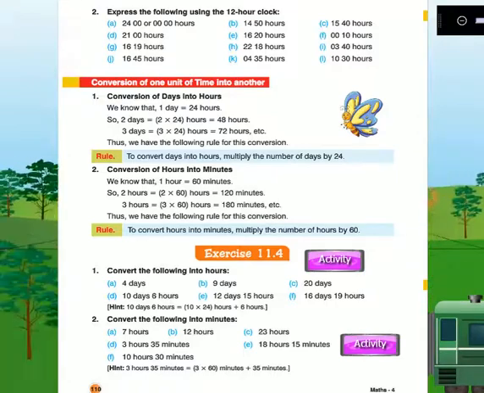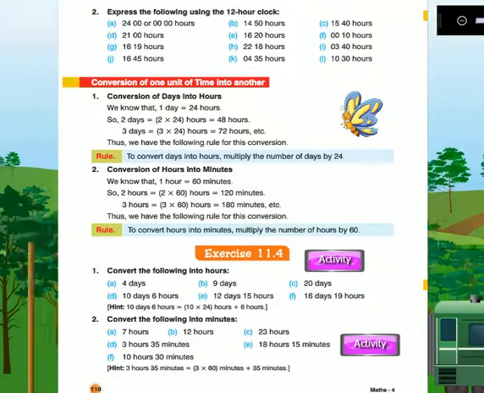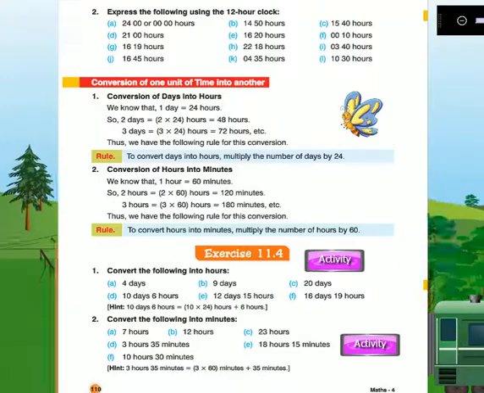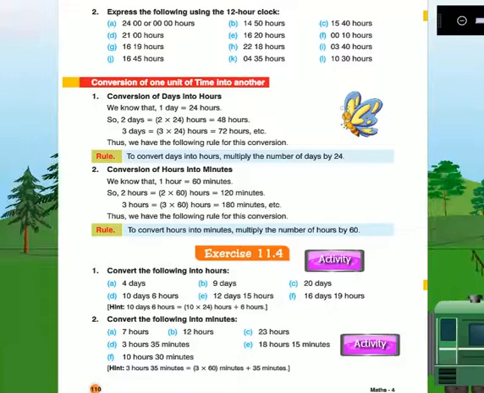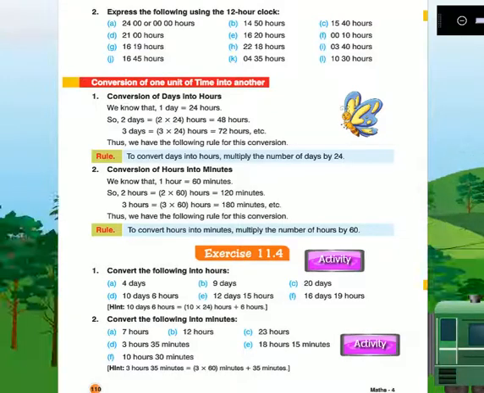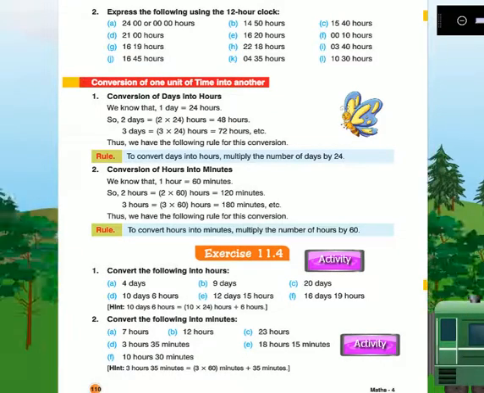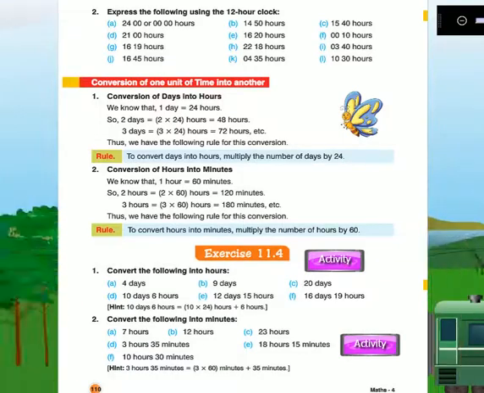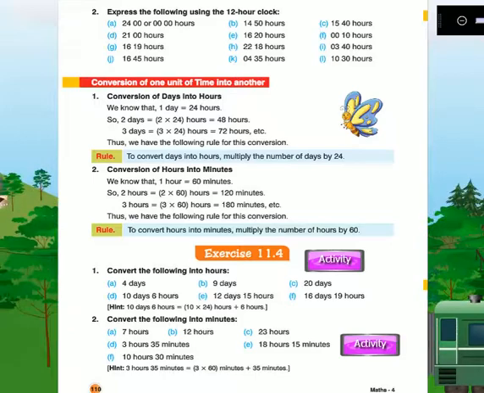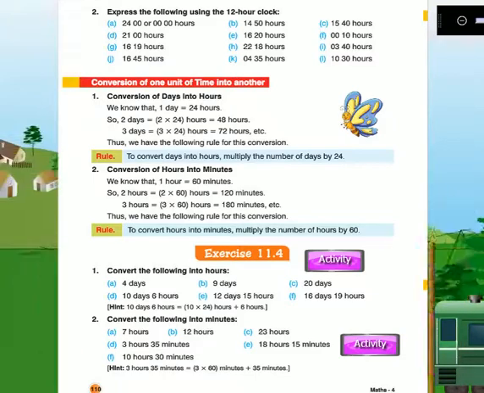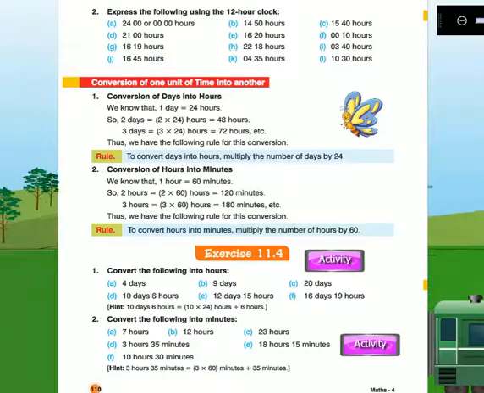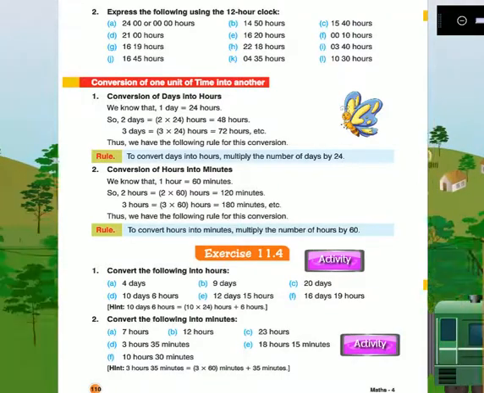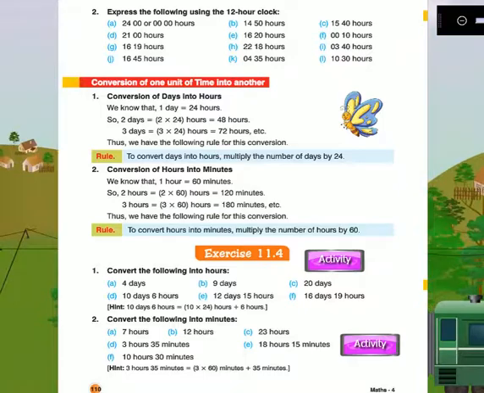Conversion of hours into minutes. We know that 1 hour is equal to 60 minutes. So, 2 hours is equal to 2 into 60, or 120 minutes. 3 hours is equal to 3 into 60, which is equal to 180 minutes, etc. Thus, we have the following rule for this conversion. Rule: to convert hours into minutes, multiply the number of hours by 60.